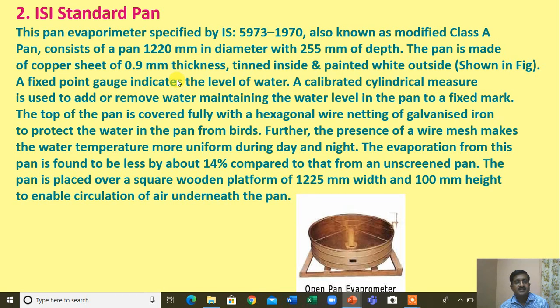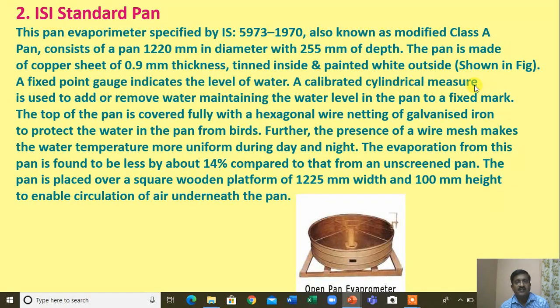Then ISI standard pan. This pan evaporimeter specified by IS 5973 in 1970, also known as modified Class A pan, consists of a pan 1220 mm in diameter with 255 mm depth. The pan is of copper sheet of 0.9 mm thickness, tinned inside and painted white outside, as shown in the figure. A fixed point gauge indicates the level of water.